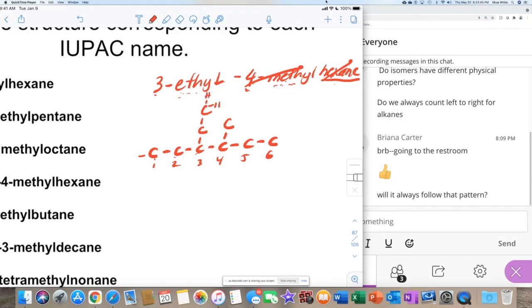Now all I have to do is fill in my hydrogens. I have 1, 2, 3 here. 1, 2, left, 1, 2. There's one little one over here. 1, 2, 3. I'm just filling in to make sure each carbon has 4 bonds.